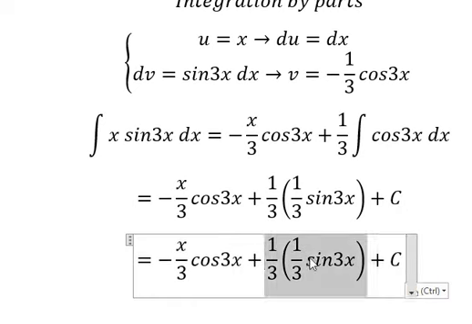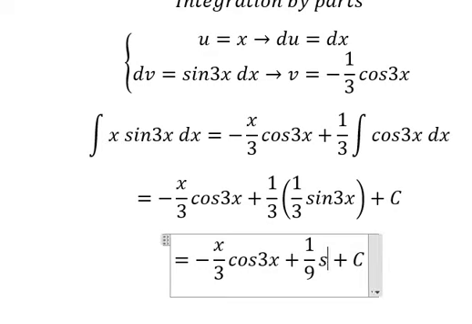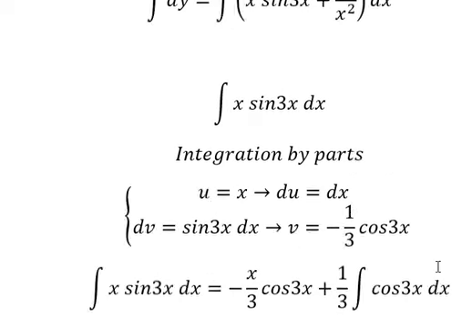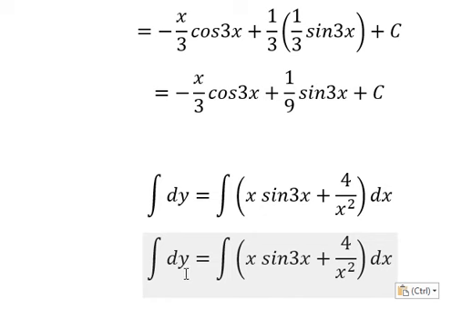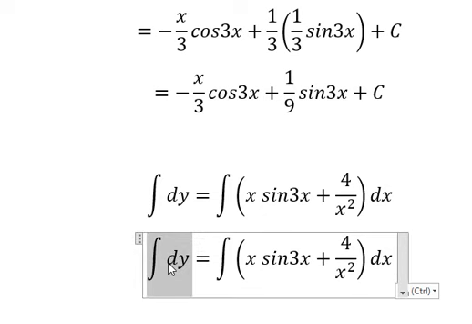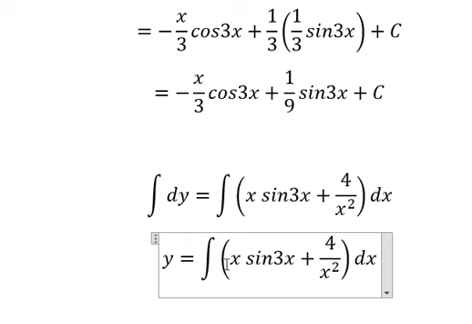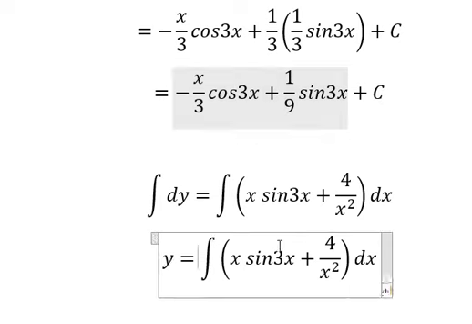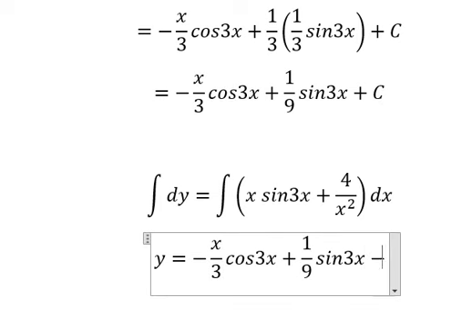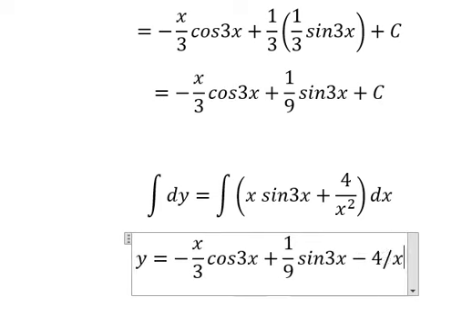And this one, we have 1 over 9 sine 3x. So the integration of dy, we have y. This one, we have this one. The next one, we have negative 4 over x, and I will put c.